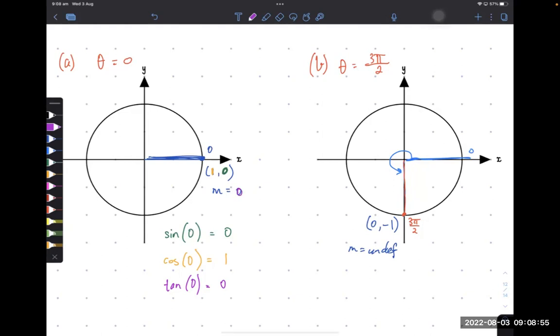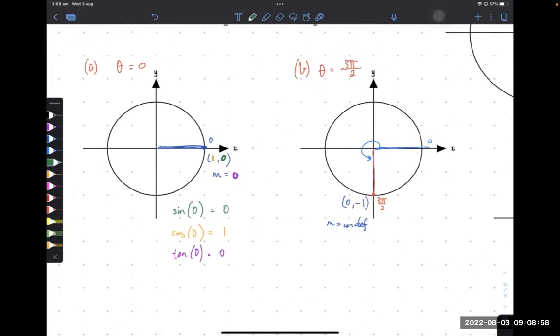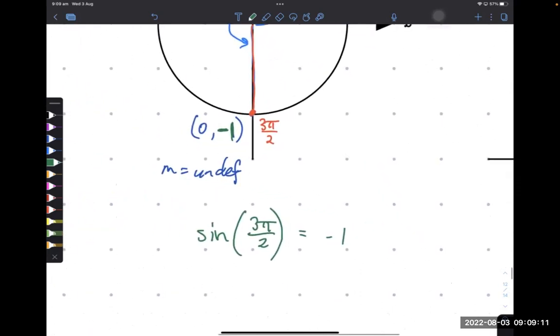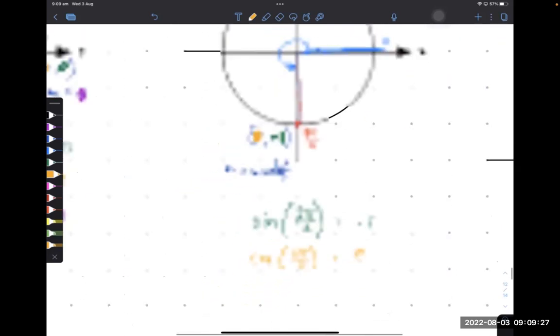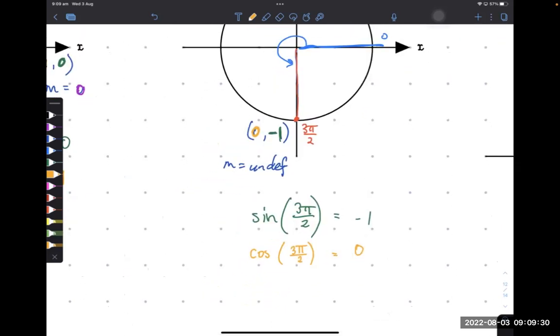So what is our sine value at 3 pi on 2? -1, because sine measures the y value, as you can see. So really, we're just focusing on this part here now. What is cos of 3 pi on 2? 0, because the x value at 3 pi on 2 is 0. Cos measures the x value. And tan of 3 pi on 2?